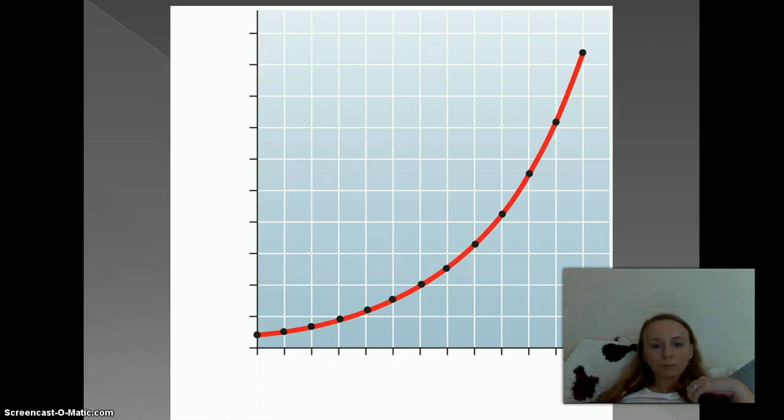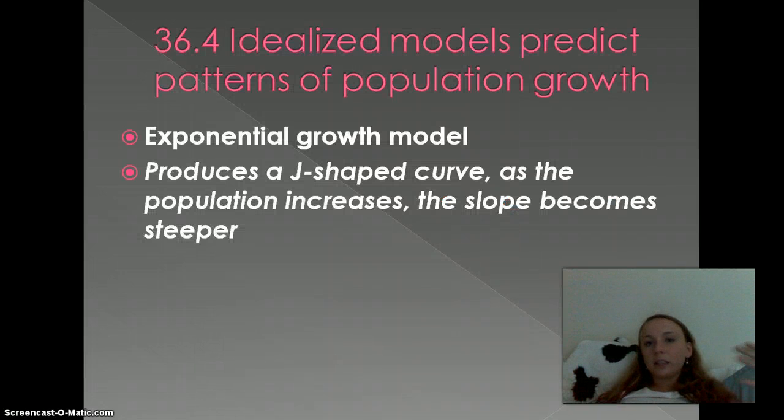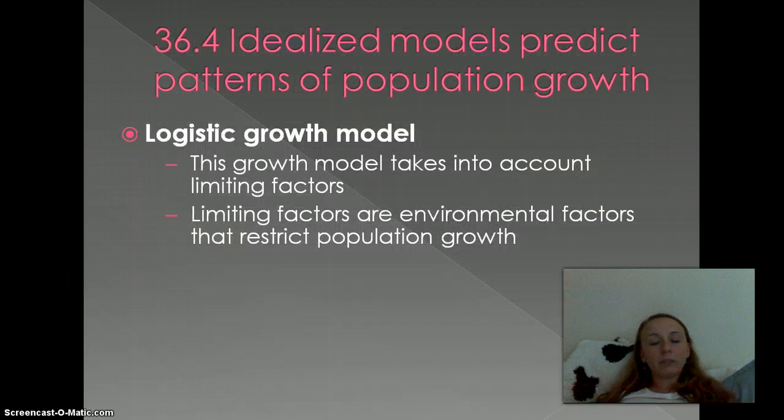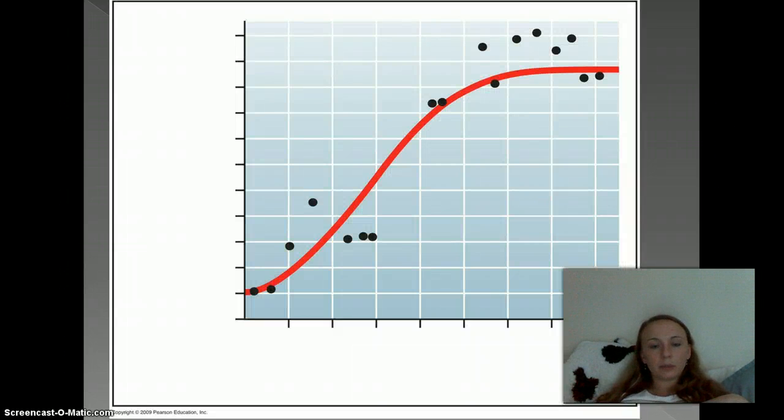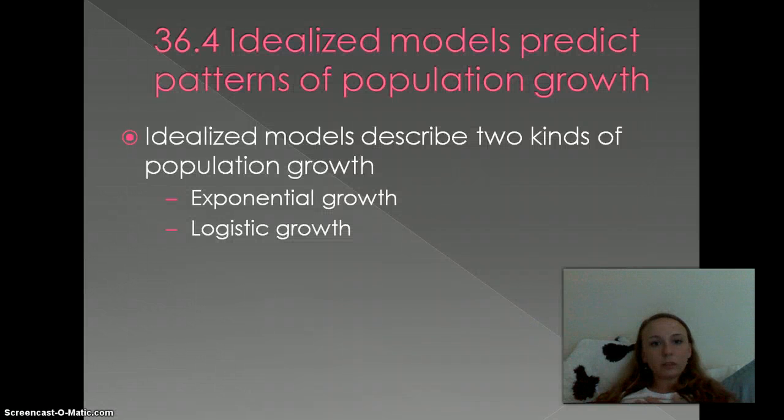Going back to exponential, this does not occur in nature. Eventually, populations will have to level off because we have those limiting factors, such as amount of food, weather conditions, killing off organisms, disease. So here's an example of logistic. We start off with an exponential curve, however we level off, and eventually that growth will stop, and that's our logistic curve.